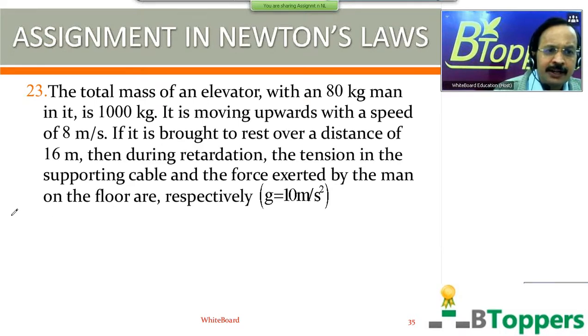In the first part of the problem, you have to find the tension in the cable. In the second part of the question, you have to find the normal reaction force on the man by the floor. So for the first part, that is to find the tension in the cable, we can consider the man and the elevator together as one system of total mass 1000 kg.